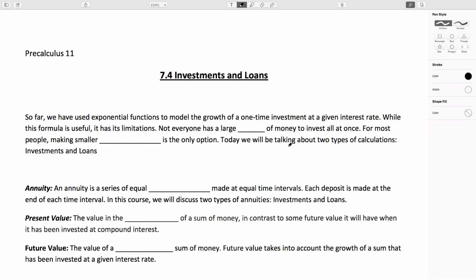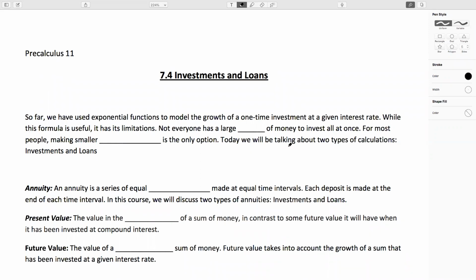So the topic today is on investments and loans. It's kind of an extension of what we did last class with investments and compound interest. But the difference today is that we're not going to be talking about using one-time investments and sitting on your money. We're going to be talking about what happens when you introduce payments. And then as we do that, we'll talk about two different situations where you will be making payments.